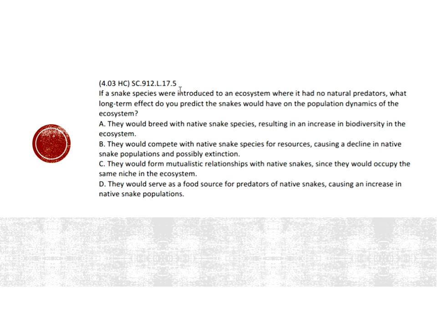If a snake species were introduced to an ecosystem where it had no natural predators, what long-term effect do you predict the snakes would have on the population dynamics of that ecosystem? A, they would breed with native snake species, resulting in an increase in biodiversity in the ecosystem. B, they would compete with native snake species for resources, causing a decline in native snake populations and possibly extinction. C, they would form mutualistic relationships with native snakes since they would occupy the same niche in the ecosystem. Or D, they would serve as a food source for predators of native snakes, causing an increase in native snake populations?